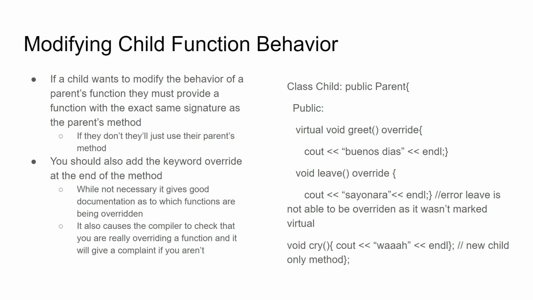If you had an instance of the child, or a pointer to the child, or a reference to the child, then you would call this one that says sayonara. So you would call a child method. If you had a pointer to the parent that pointed to the child, which we'll get to in 1 second, it would actually call the parent's leave, and so they would say goodbye. But again, this is probably what you were not intending to do.